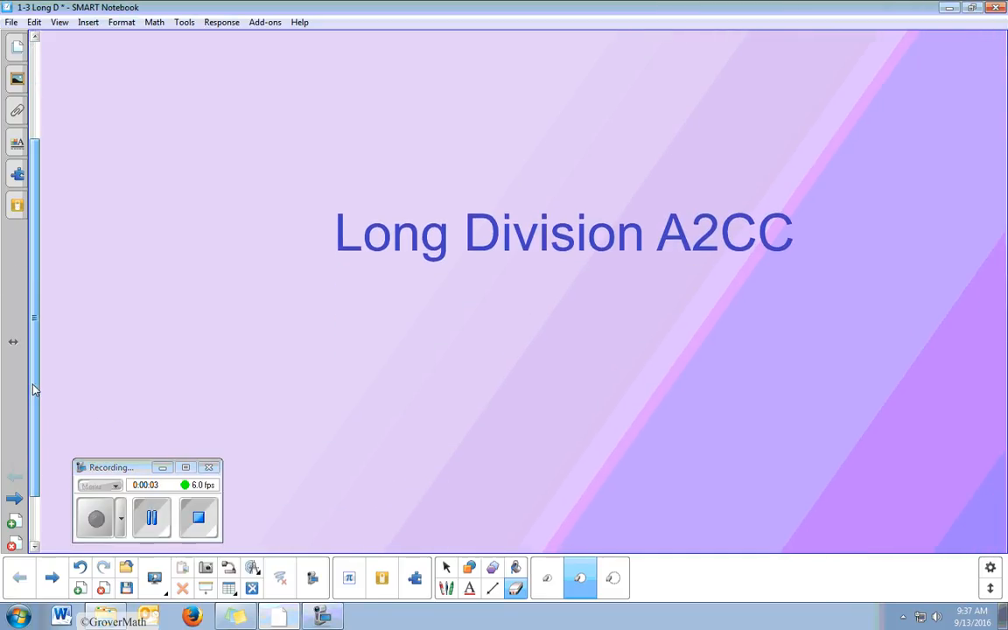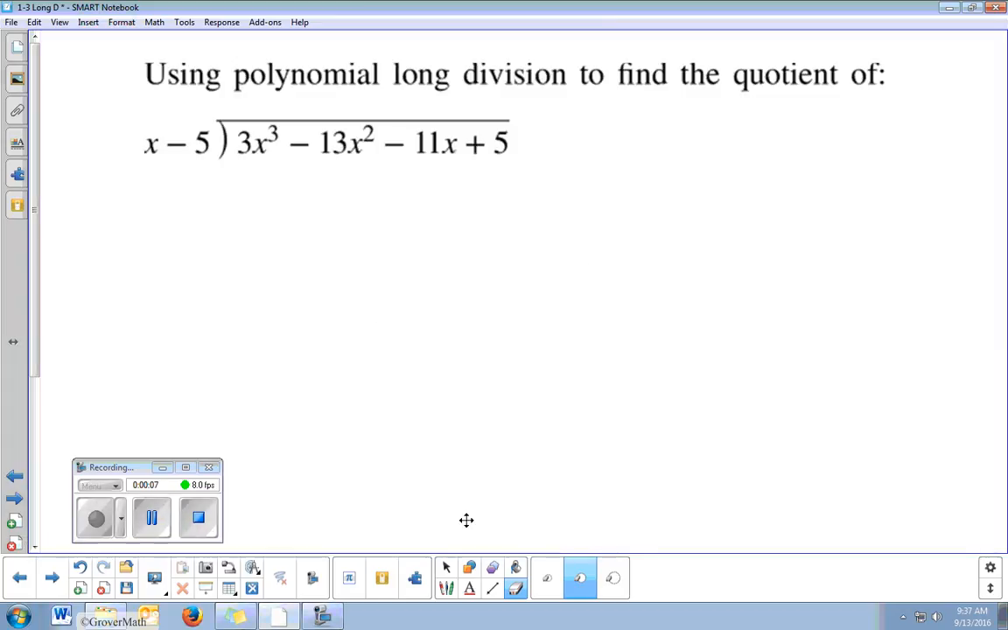Algebra 2, Common Core, long division. Polynomial long division is probably one of the more difficult things that we have in this course, and you're doing it like day 3. It's not that any piece of it or any individual step is difficult. There's just a lot of steps to it. It is a long problem, pun intended.